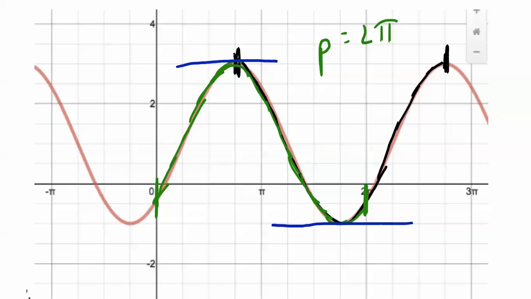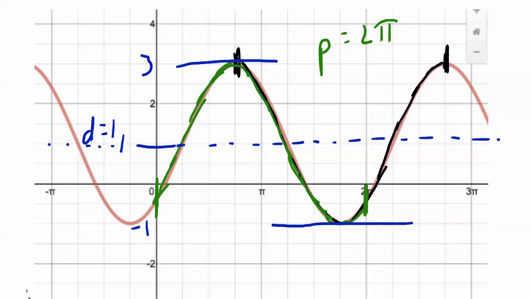So let's figure out where we're at. This is at a height of 3, and this is down at -1. So the middle of 3 and -1, those are 4 units away. So the middle is going to be at 1. So you can kind of think about, there's my midline. Okay, that means D is 1. So D is my midline.